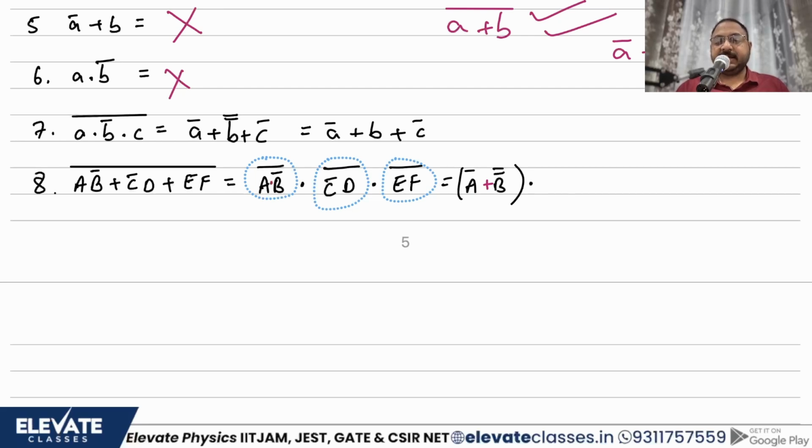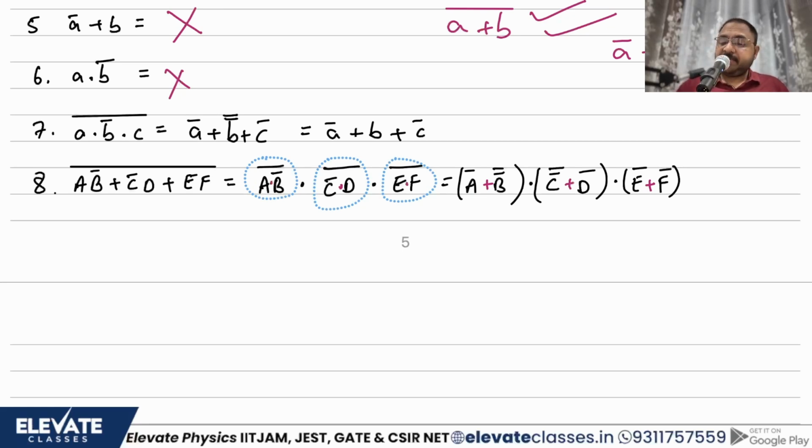Same thing with C bar D. This will become C double bar. I am breaking the complement operator. And this will become D bar. Same thing about the sign. The dots will become a plus sign. Correct? Using De Morgan's. Finally, this dot as it is. And the last term. This will become complement operator broken on top of both, E bar, F bar. And dot will again be replaced with plus. So now you are done. Correct? This is your De Morgan's.